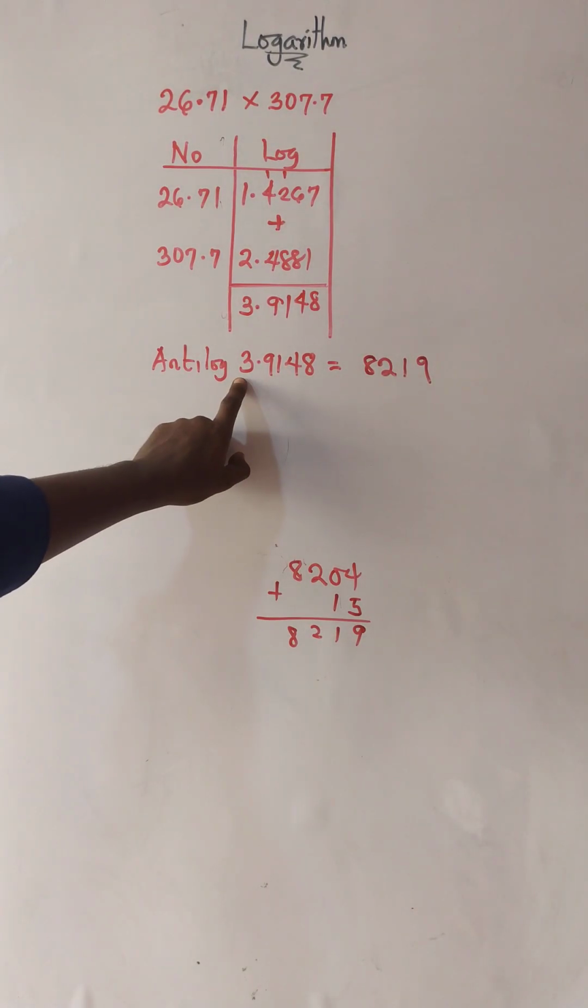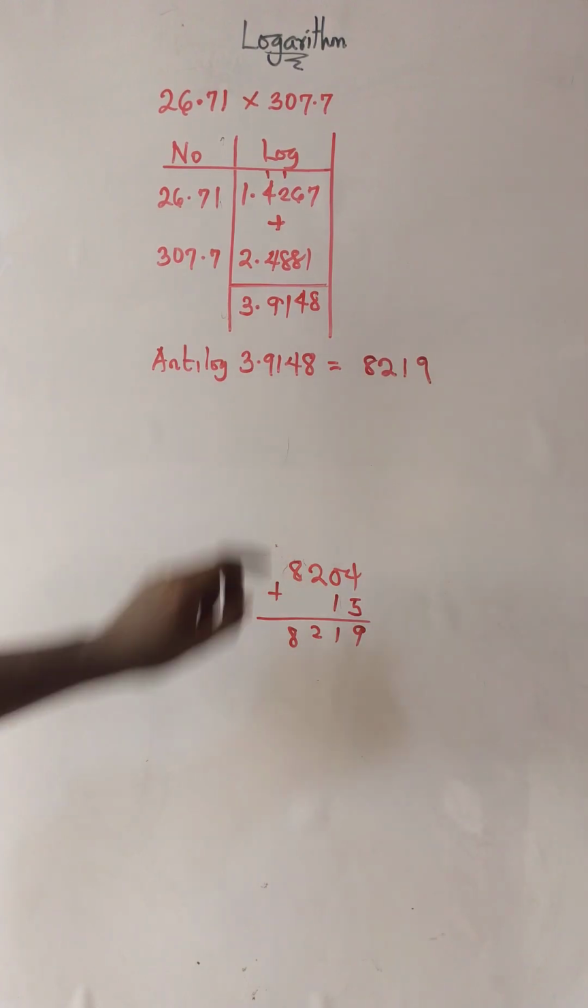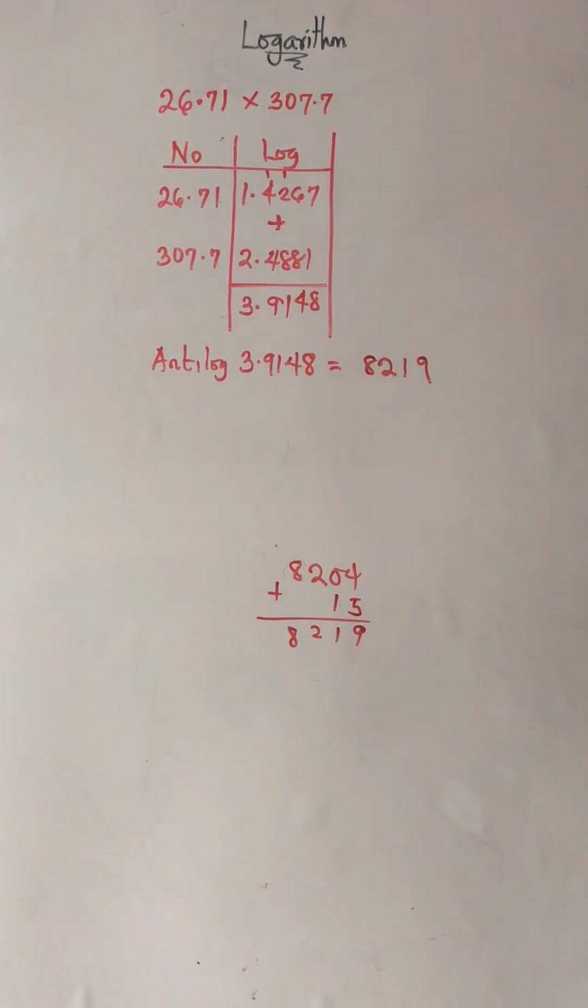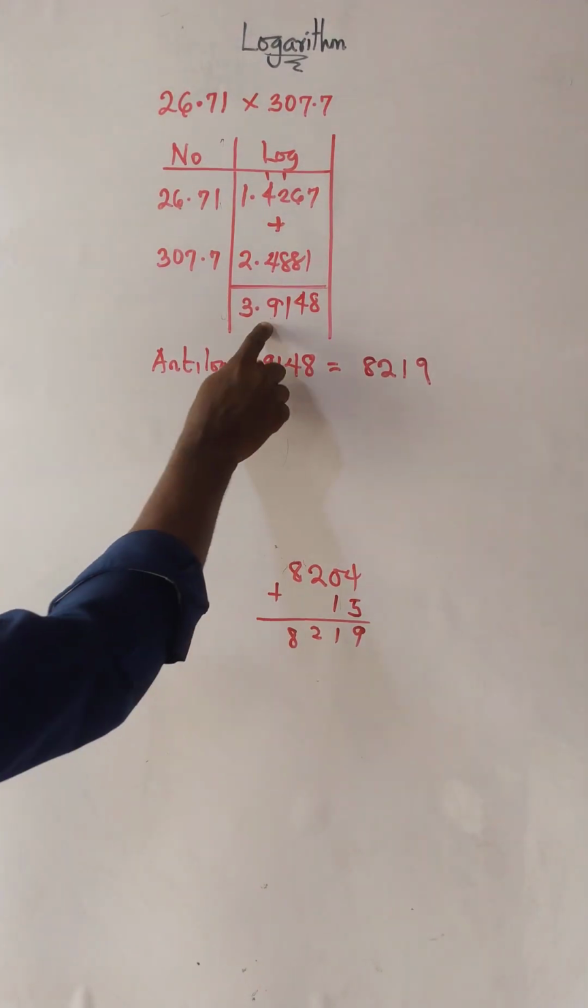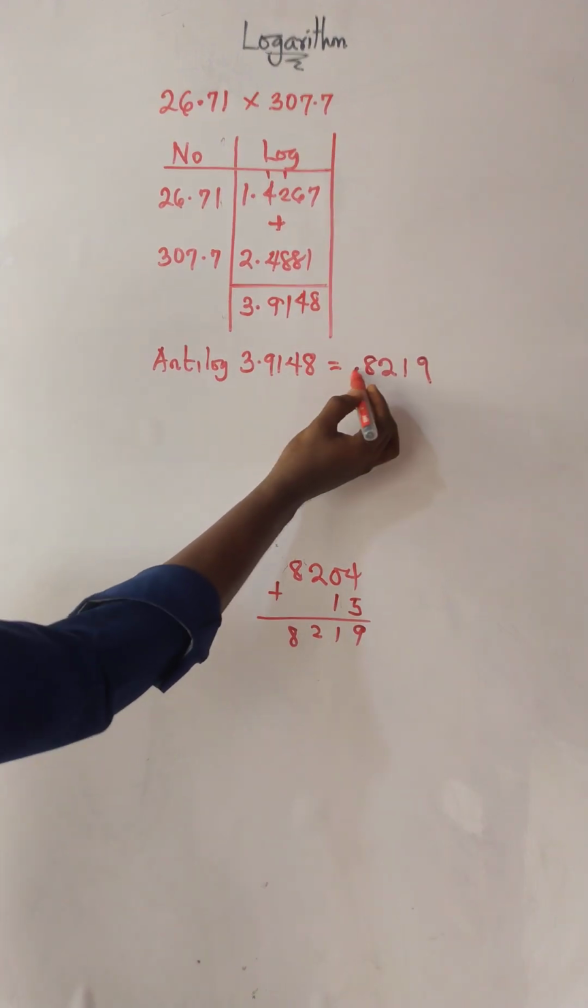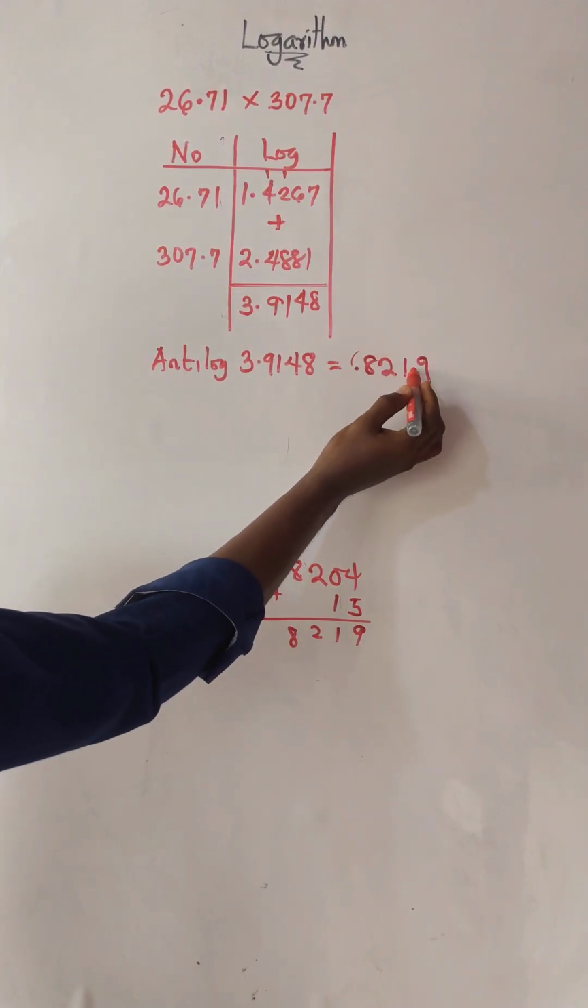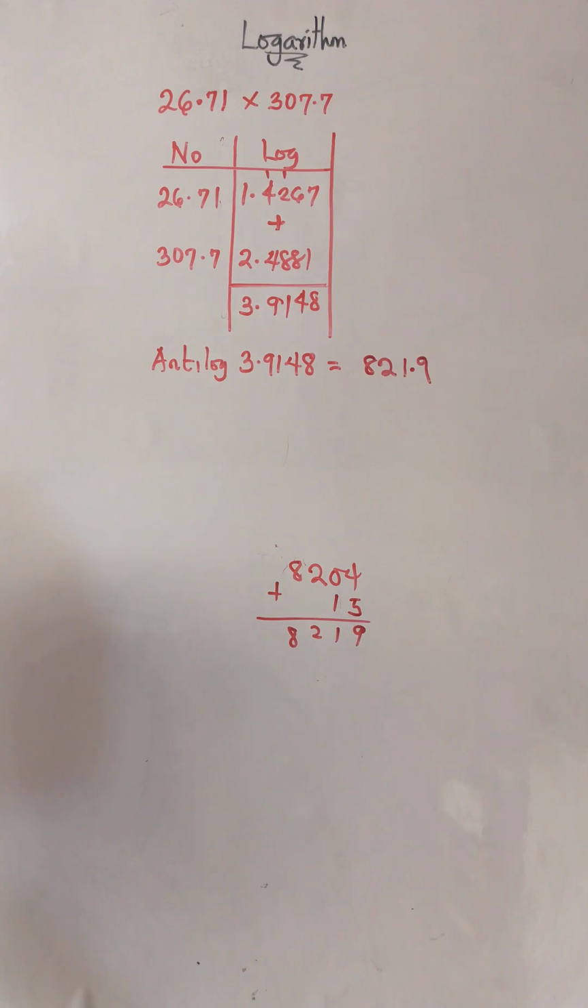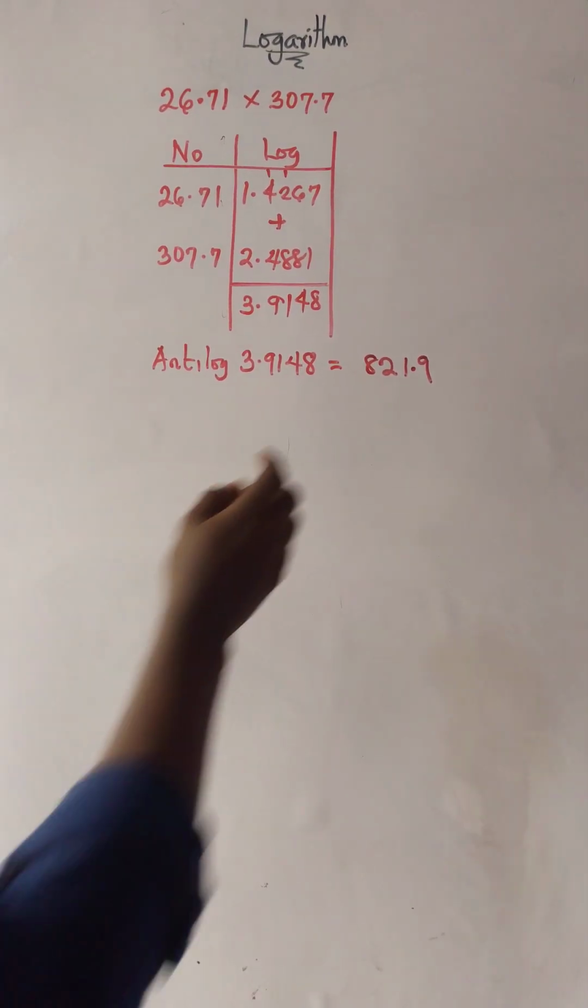That's the function of this integer part. So this 3 actually means 10 to the power of 3. Note that we use 0.91, so the decimal point is here originally. Then move it 3 times to the right. 1, 2, 3. So the final answer is 821.9. Oh, sorry, there's an error here.